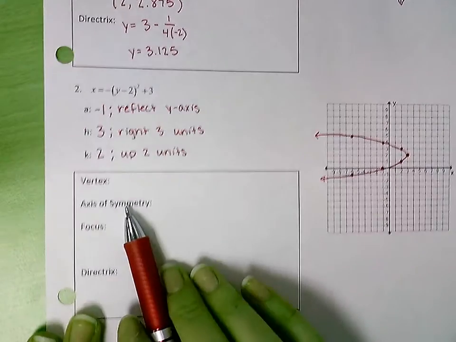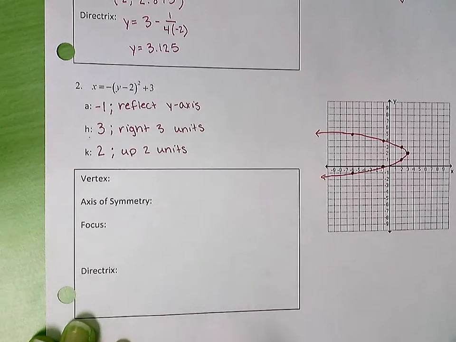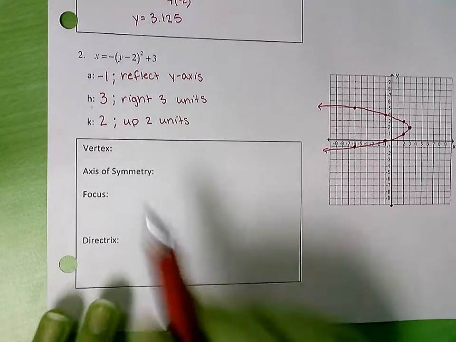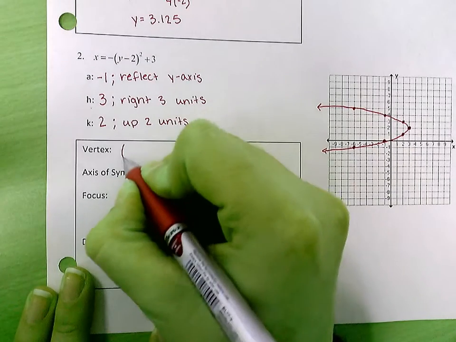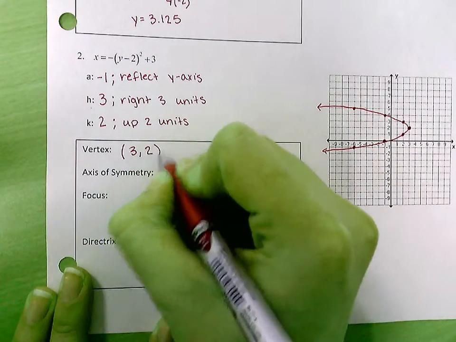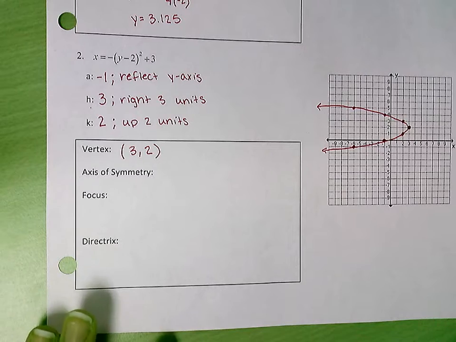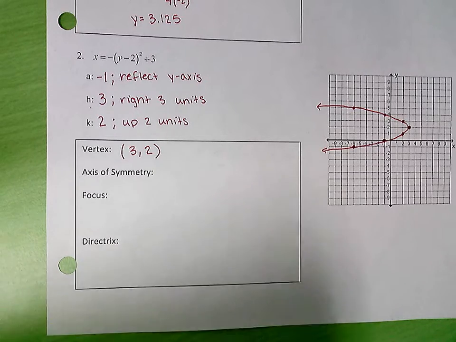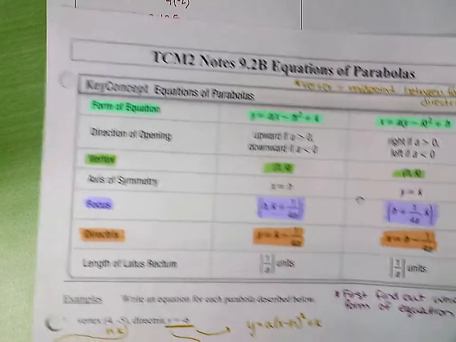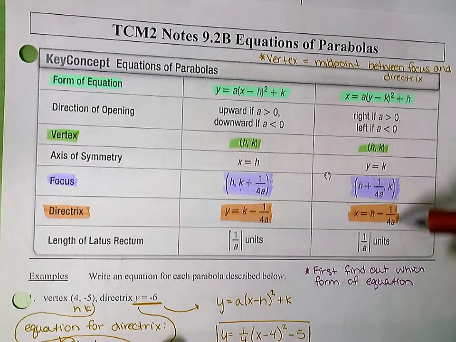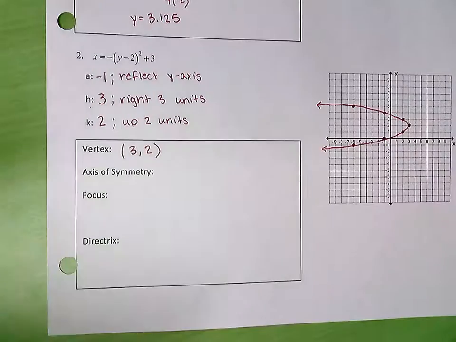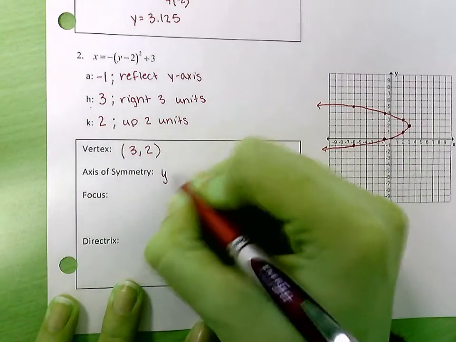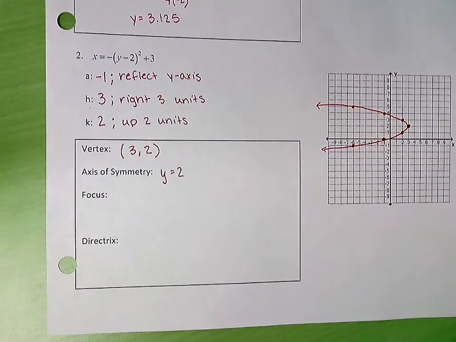Okay, now I want to write out some of those key characteristics. My vertex of this form is still h comma k. So we have h and k. That's 3 and 2. My axis of symmetry for this form, again, we're looking at this column, will be y equals k. We have y equals 2.